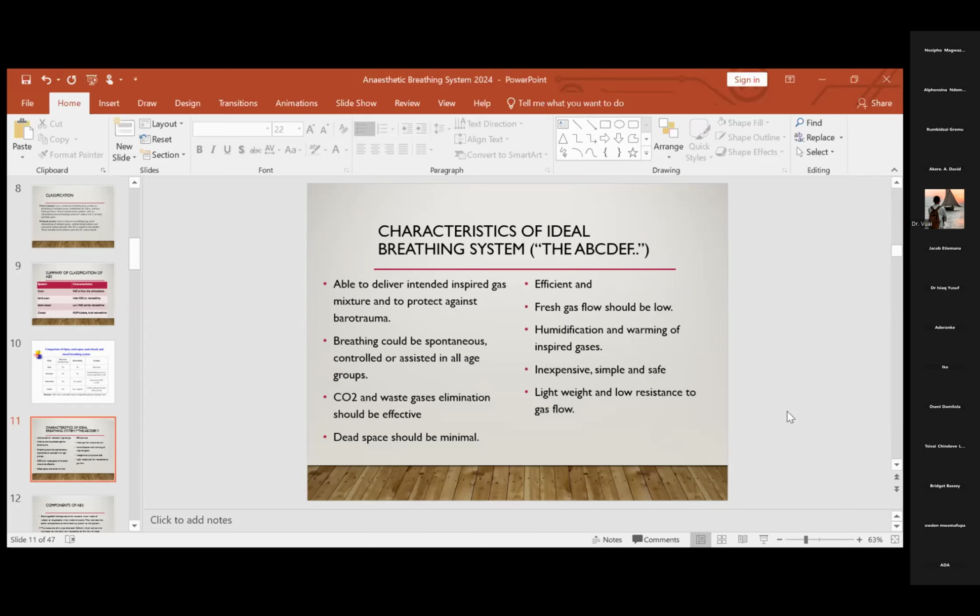Humidification, you should have facility for humidification and warming of your inspired gases to reduce the risk of hypothermia in your patient. Obviously, it should be inexpensive, simple and safe. And the last one, it should be lightweight and have low resistance to gas flow.